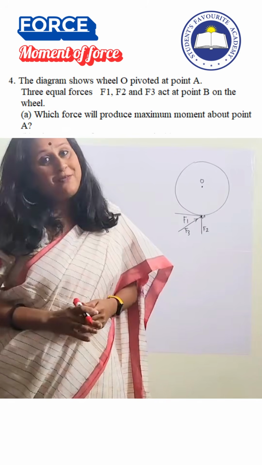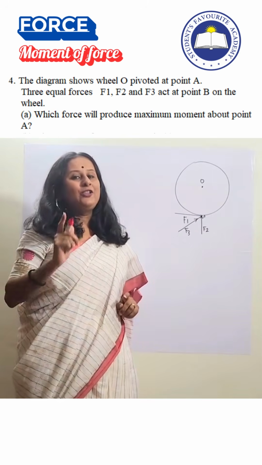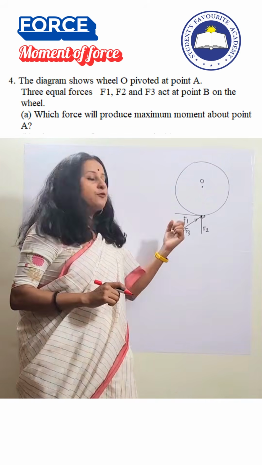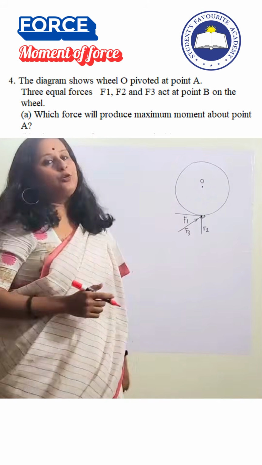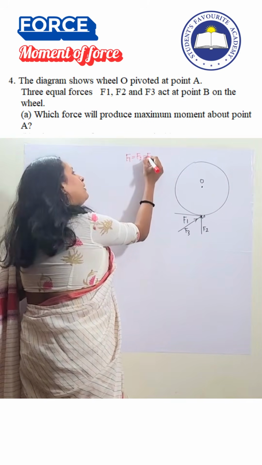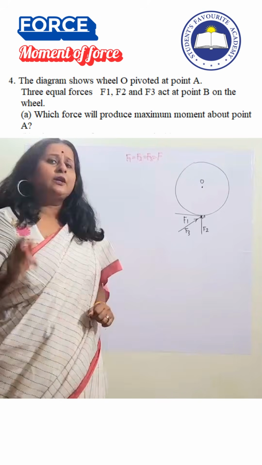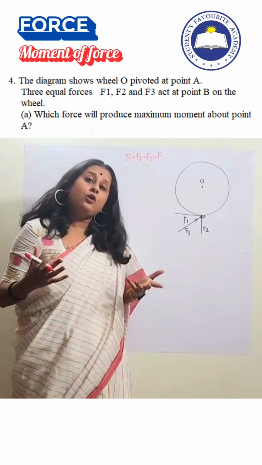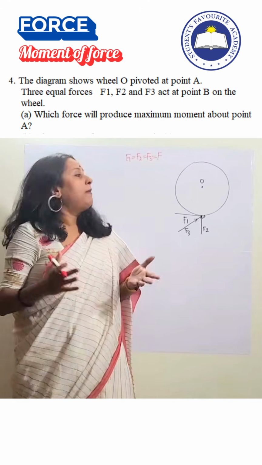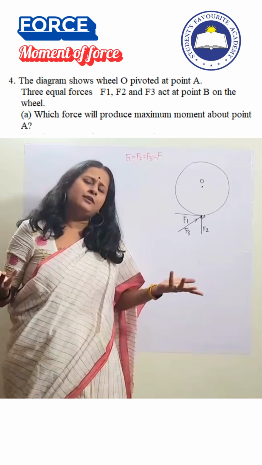We are doing another problem based on moment of force where we rely on the line of action of force. Let us look at these three forces F1, F2 and F3. It is given that these three forces are equal. That means F1 is equal to F2 is equal to F3 is equal to, let's assume, F. They have asked us which of these forces will cause the maximum rotation or the maximum moment about the center of the circle, or axis of rotation, or fulcrum, or pivot.